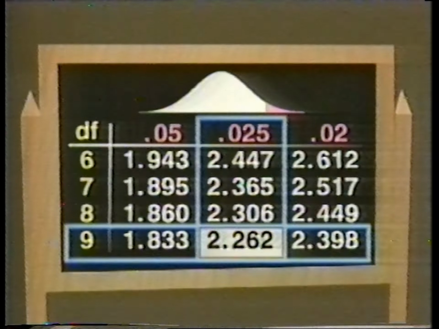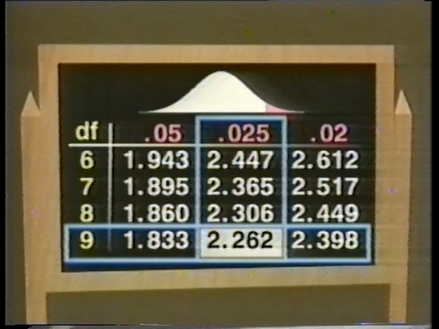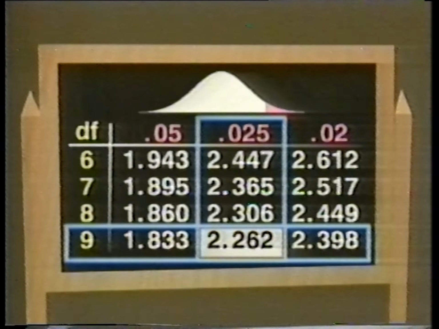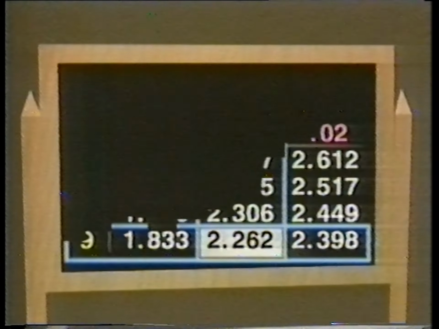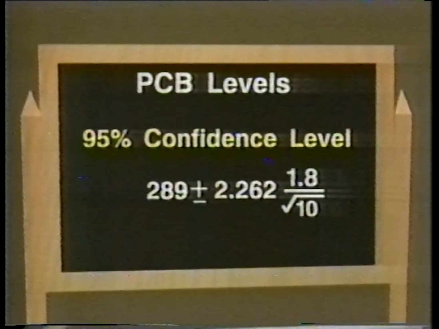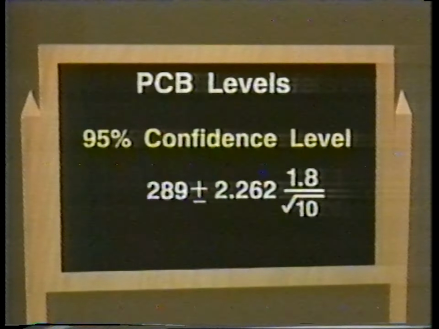You might remember that the Z star value for a 95% interval was 1.96. So you can see that the T statistic will give us a wider confidence interval. That's the price we pay for not knowing sigma. With all our values in hand now, we find that our interval for a 95% confidence level is 289 plus or minus 1.3.